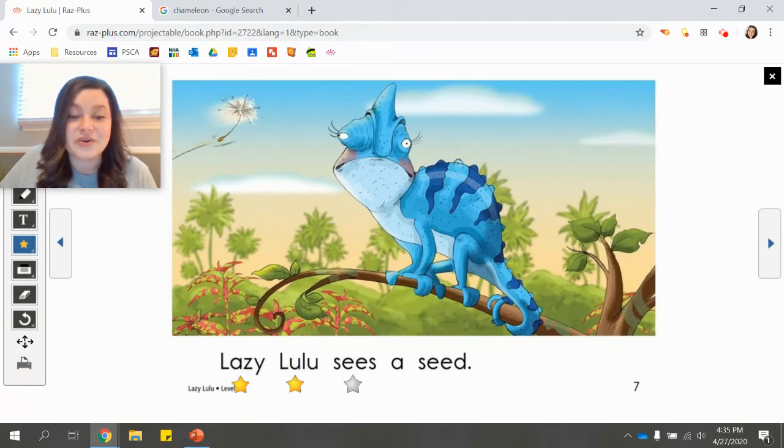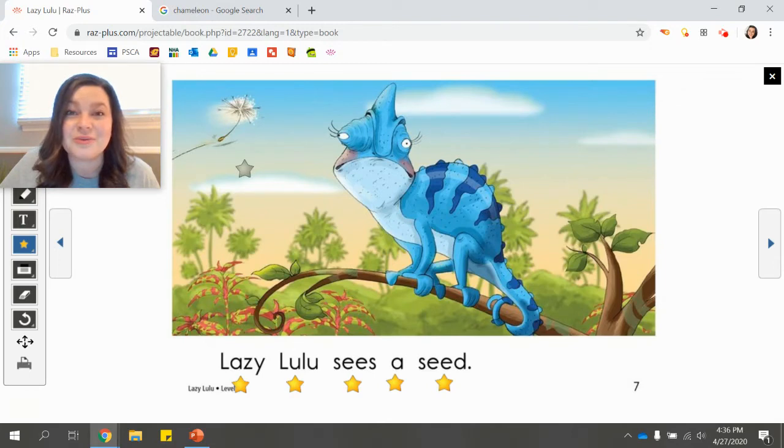Lazy Lulu sees a, what could that word be? Starts with an S. Well, if I cover up that D, I would know that S-E-E says see, seed. Can you blend that together? What's that word? Seed. Good. Does that match the picture? Yeah, it looks like a seed blowing in the wind.